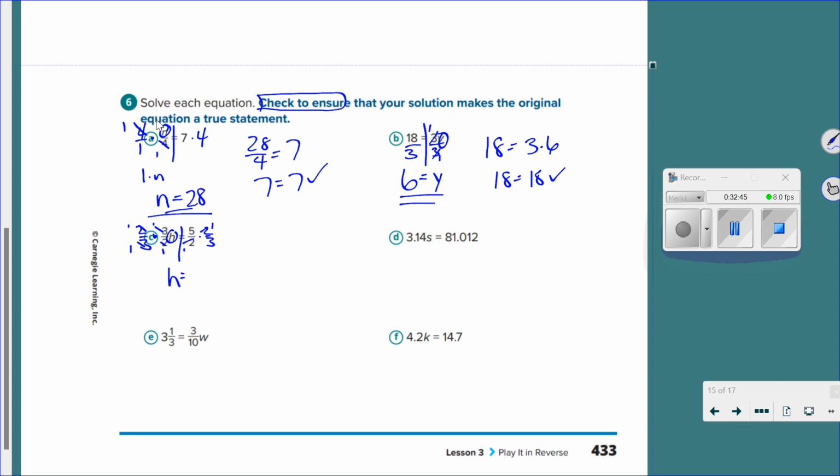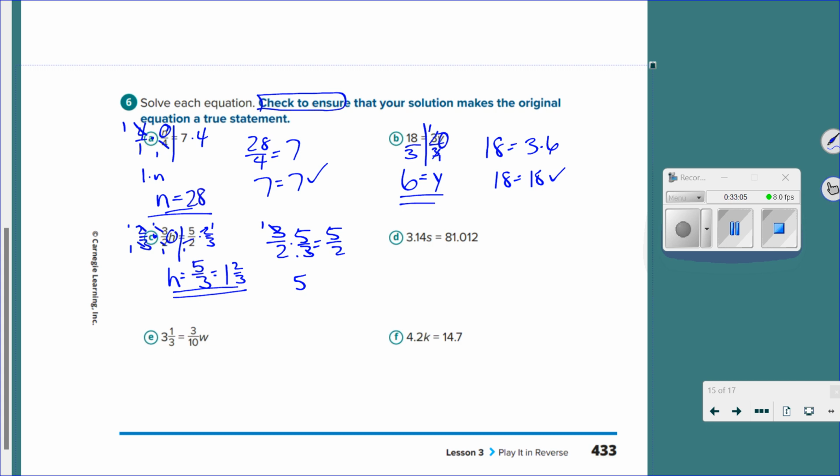We can do our check. We've already got the improper fraction, which is nice. So it's going to be 3/2 times 5/3 equals 5/2. Again, those go away because I got a 3 on top and bottom. 5/2 equals 5/2. Check.